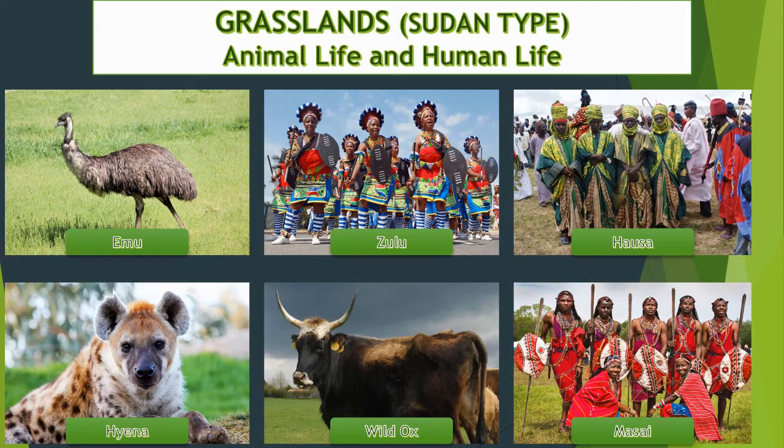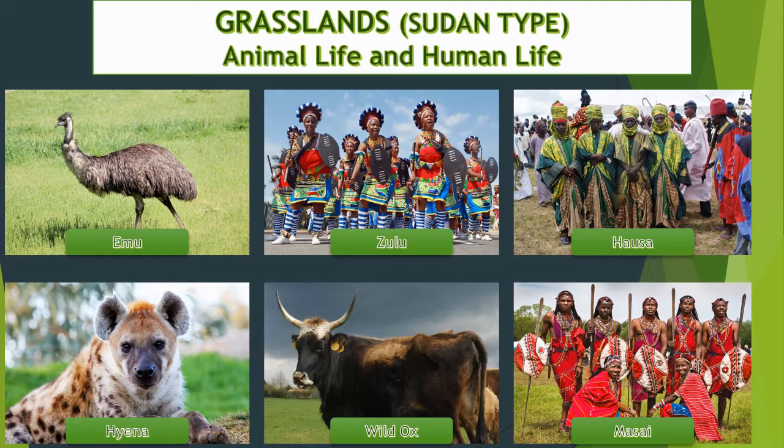The human life in this region is plain and simple. The houses built are simple, made of mud walls and thatched roof. Thatched roofs are those roofs that are covered with hay or dried grass. They are without windows. They are short in height and are dome shaped huts called kraals.